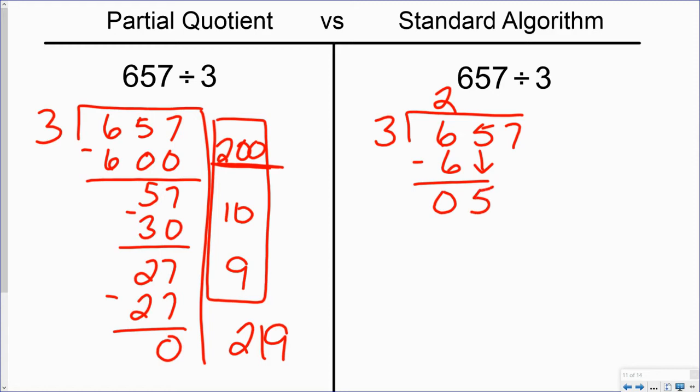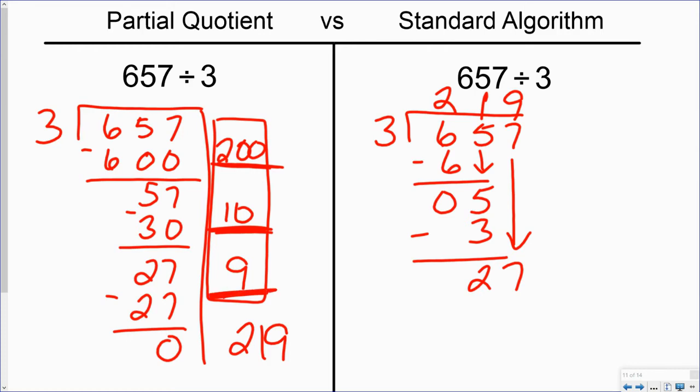So now I want to ask myself, how many groups of 3 can I get out of 5? Well, I can get 1 of them, so I put my 1 above my 5, and that 1 represents this 10 right here. So 1 times 3 is 3, so I subtract 3, and that leaves me with 2 left over. So I bring down my 7. How many groups of 3 can go into 27? 9, so I put my 9 above the 7, and that 9 represents this 9 right here. And so I subtract 27, and that leaves me with 0 left over. So again, my answer is 219.